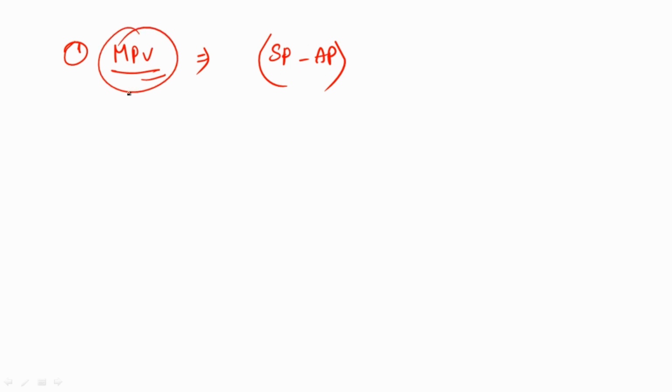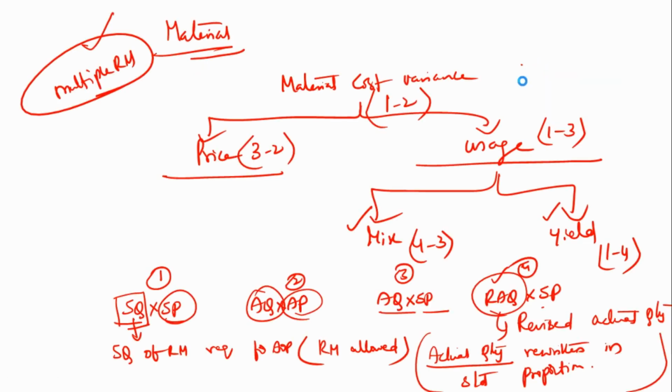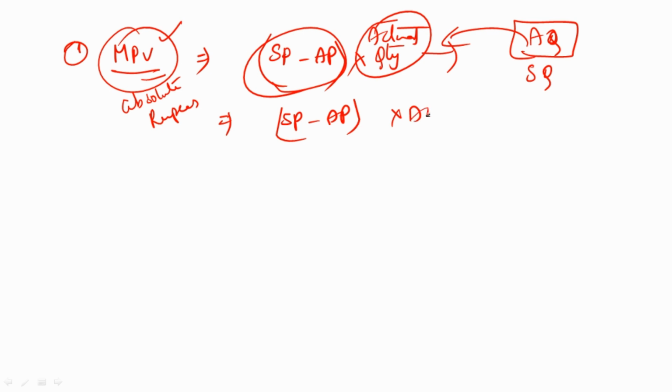But we want this number in absolute rupees, right? So in absolute rupees you want this number, therefore you need to multiply price with quantity. What quantity? It is actual quantity. Now the question is, there are two types of quantity. One is actual output or actual quantity, the other one is standard quantity. I told you that when I'm talking about price variance, price will be changing and quantity will be constant. So what quantity will be constant? Actual quantity will be constant. Are you able to get me? So the formula will be standard price minus actual price into actual quantity.